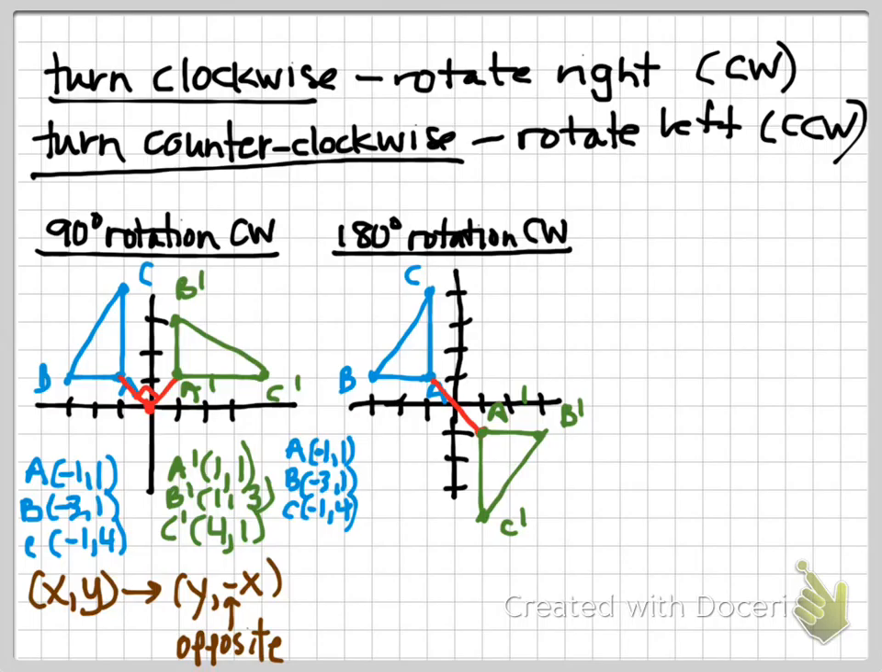Our A prime ended up at 1, negative 1. Our B prime ended up at 3, negative 1, and our C prime ended up at 1, negative 4. So what's happening here in a 180?